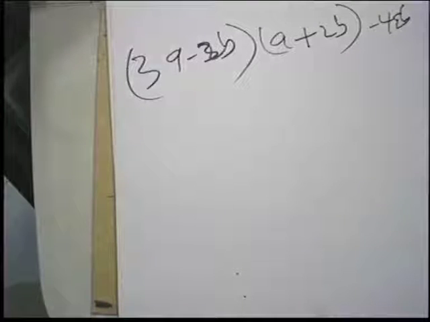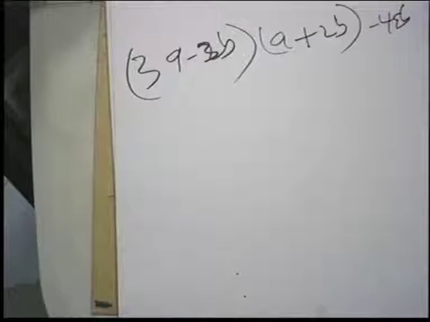I want you to simplify. We are going to simplify together that question and see what we can get. The question says 3a minus 2b in bracket, a plus 2b in bracket, then minus 4ab.